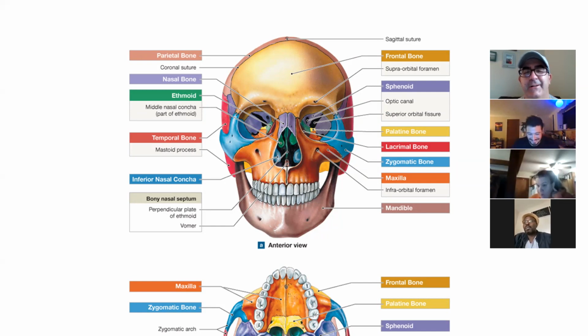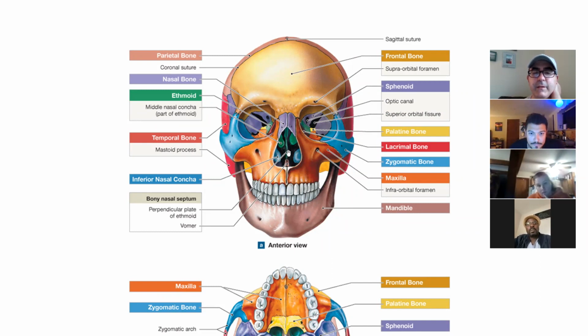So that's the button that they're talking about. On here, you can see where a lot of these bones are, right? You can see, for instance, the nasal bones are these purple ones. You can see the inferior nasal conchae are these squirrel-shaped bones on the inside of the nose.